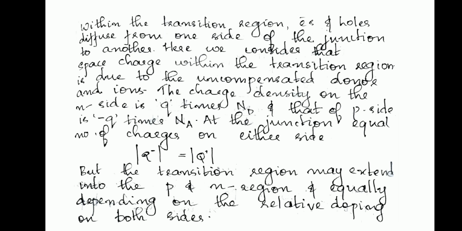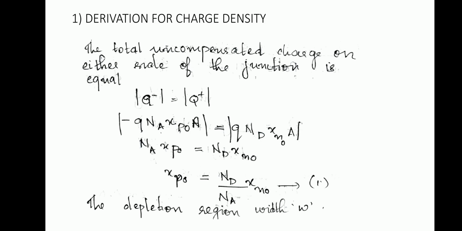One more thing, the transition region may extend into the P and N regions equally or unequally based on the doping. If it is equally doped, then the depletion region extension is equal, and if it is lightly doped, then the depletion region will extend more into the lightly doped region. So with that assumption, we can start our derivation.